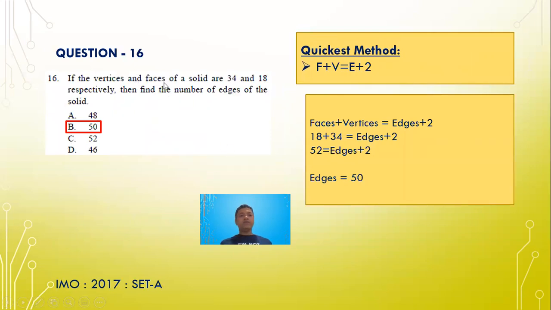If the vertices and faces of a solid are 34 and 18 respectively, then find the number of edges of a solid. So again, quickest method for edges of solid. So faces plus vertices is equal to edges plus 2, isn't it? Number of faces plus number of vertices is equal to number of edges plus 2. So 18 plus 34, faces are 18, 34 are vertices, is equal to edges plus 2. 18 plus 34 is 52, is equal to edges plus 2. So how many edges? Edges are 50.